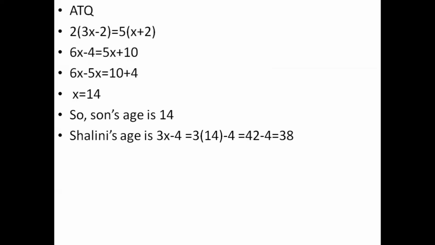And Shalini's age is 3x minus 4. So we'll put the value of x. So we'll get 14 threes are 42, and minus 4, that is 38. So son's age is 14 years and Shalini's age is 38 years.